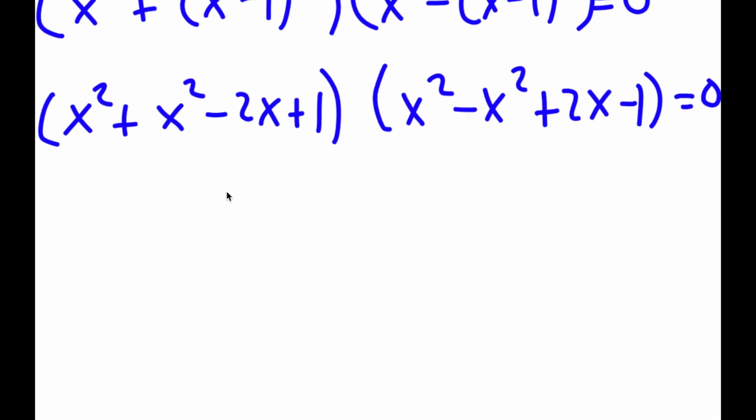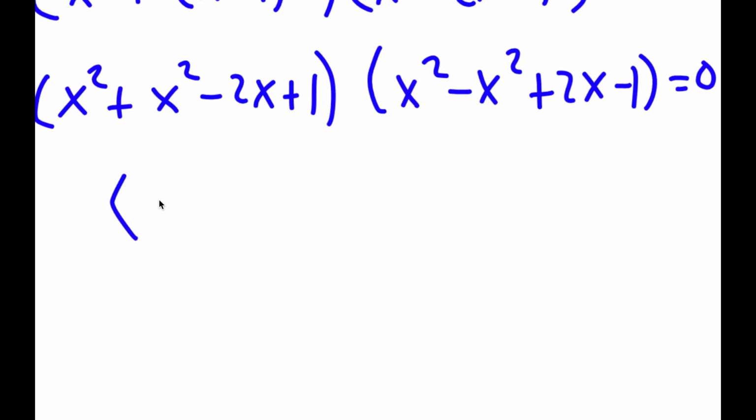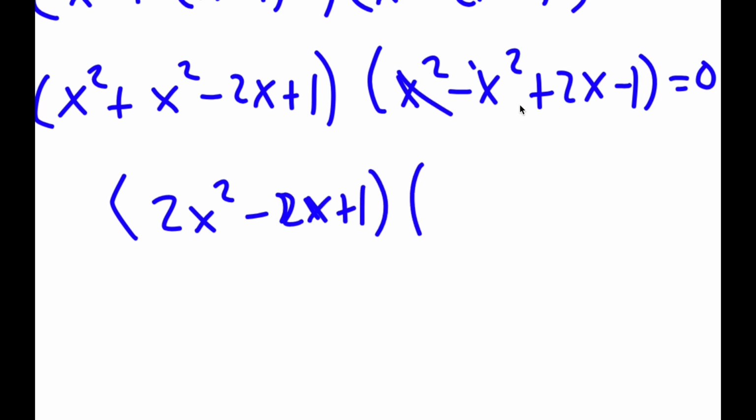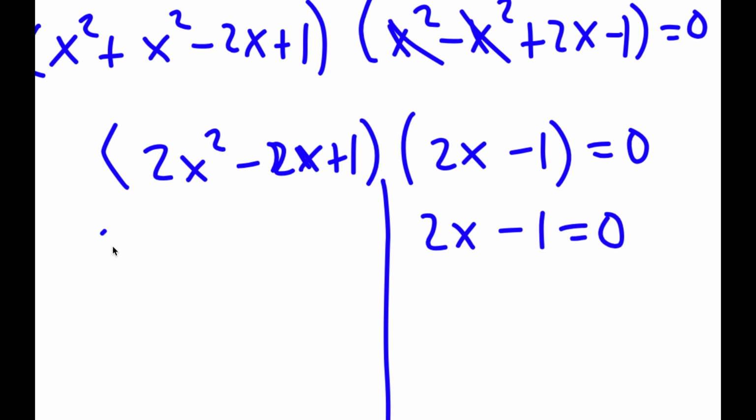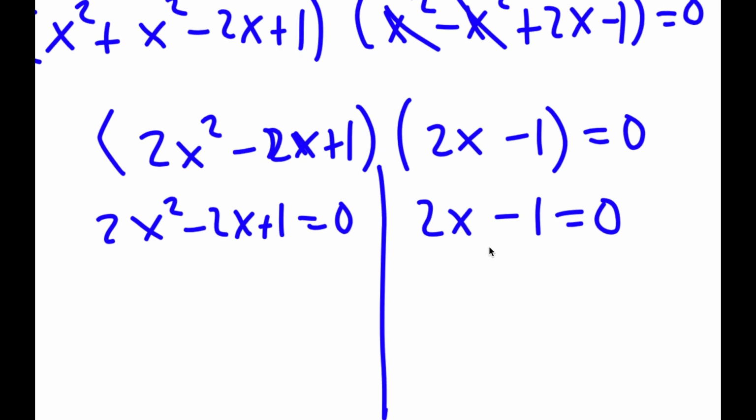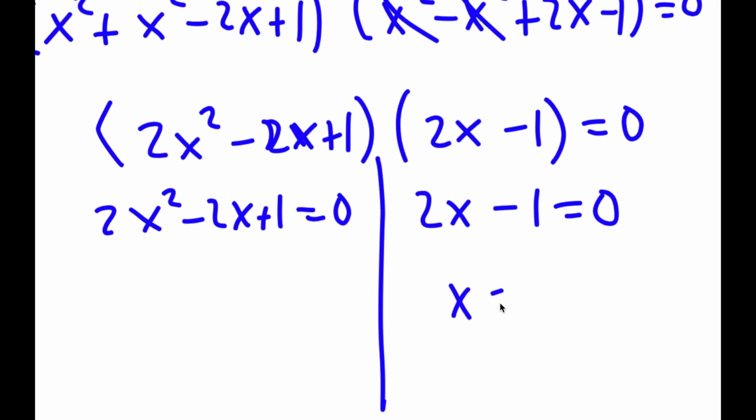So now, let's go ahead and simplify this. x squared plus x squared is 2x squared. So I have 2x squared minus 2x plus 1 times x squared cancel out. So just 2x minus 1 is equal to 0. So now this gives me two equations. I have 2x minus 1 is equal to 0, and I have 2x squared minus 2x plus 1 is equal to 0. So for 2x minus 1 equals 0, x is simply equal to 1/2.